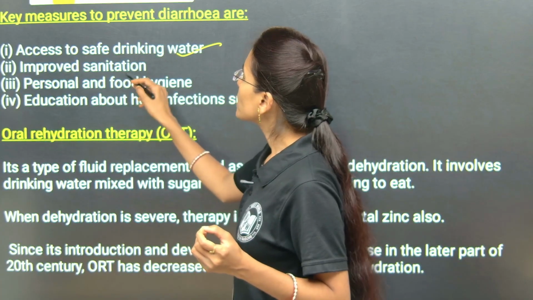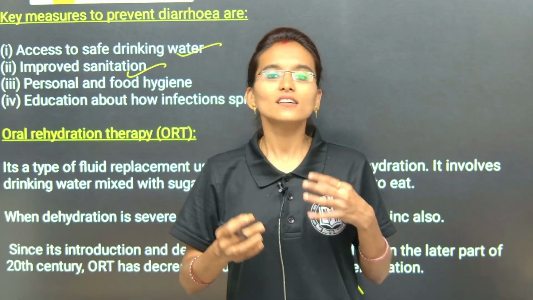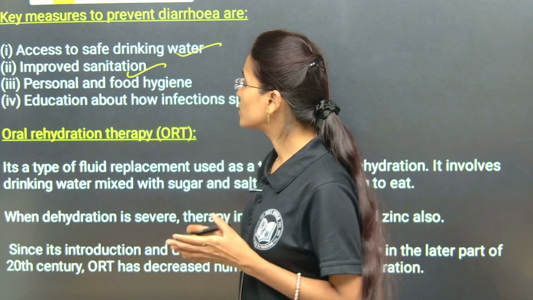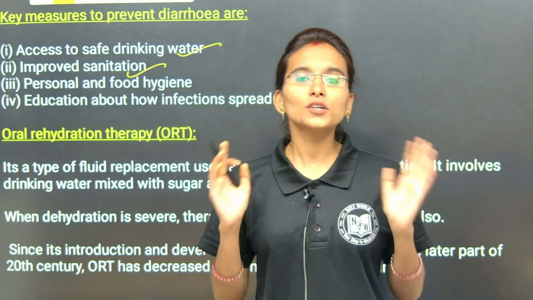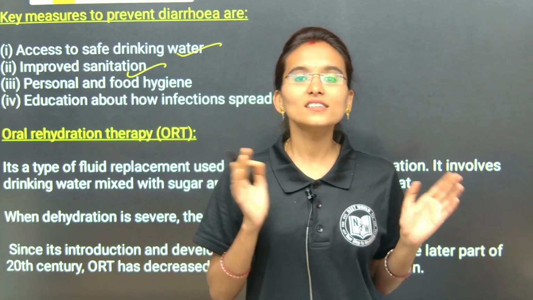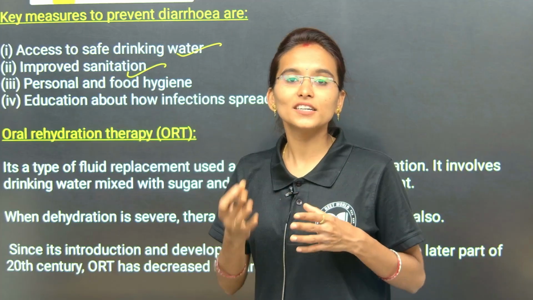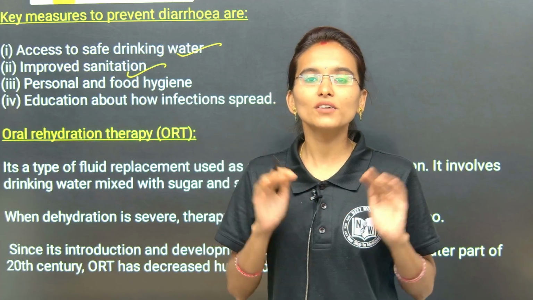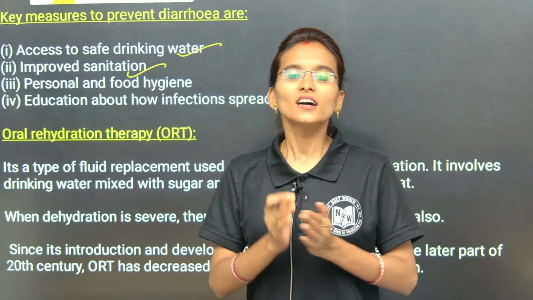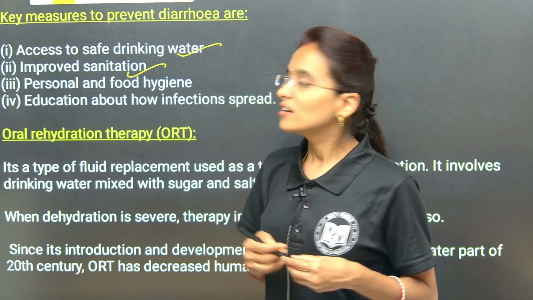And next one, improved sanitation. Improved sanitation in the sense that you should always maintain proper hygienic food, and always try to keep your surroundings very clean. Otherwise that gives a chance for the entry of bacteria. Whenever you keep your surroundings clean, you may not be affected by any bacteria that may enter into your stomach.